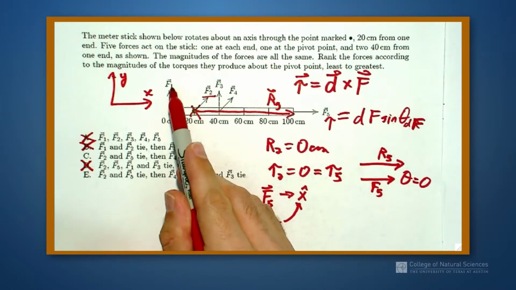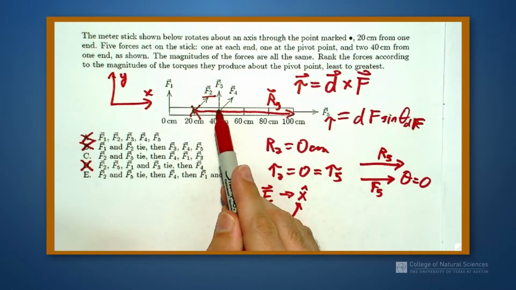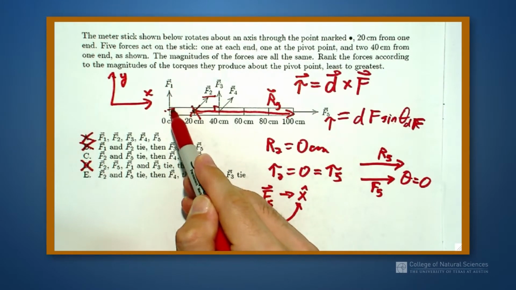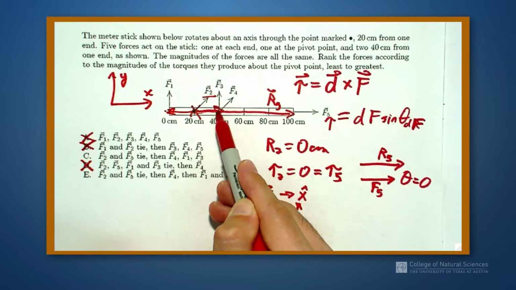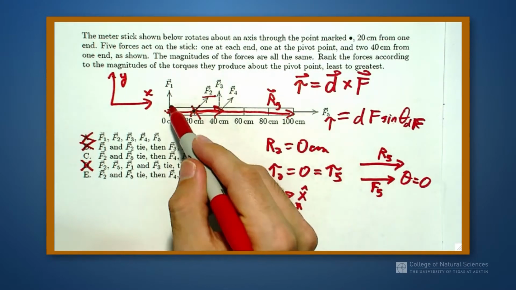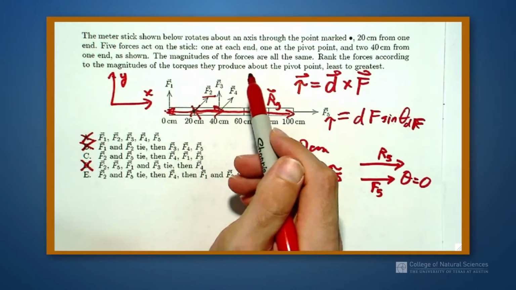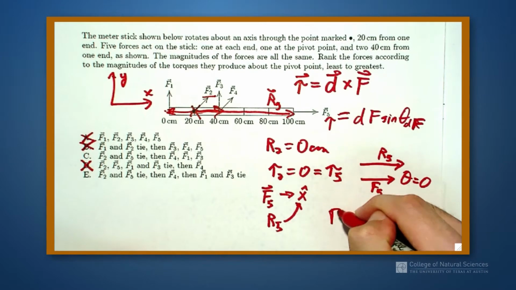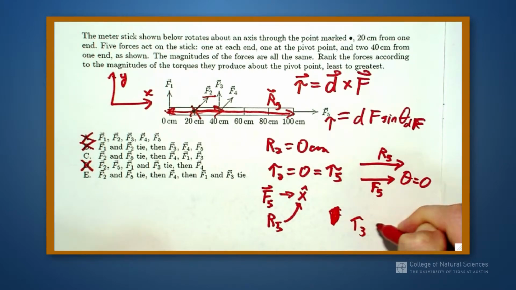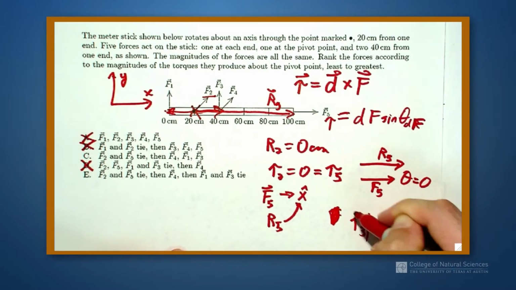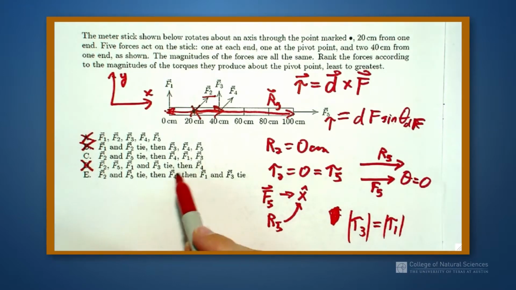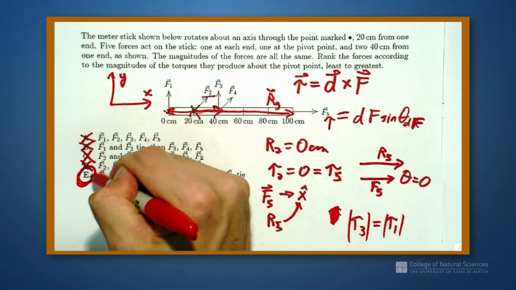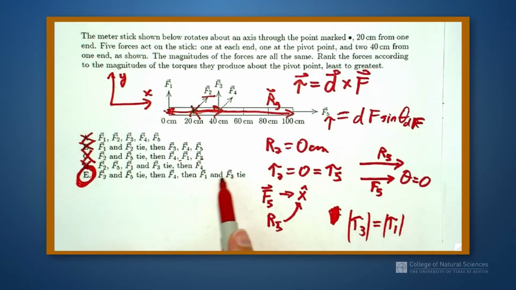Let's look at 1 and 3. 1 and 3 both are a distance of 20 centimeters away. They're both perpendicular to the radius that they would be at. They both have the same force. They point in different directions, so one's going to be a positive and one's going to be a negative torque, but they have the same magnitude. So the torque of 3 is equal to the torque of 1 in magnitude. So in that case, I can look at this and go, well, 1 and 3 can't be right. E has to be my correct answer because 1 and 3 tie.